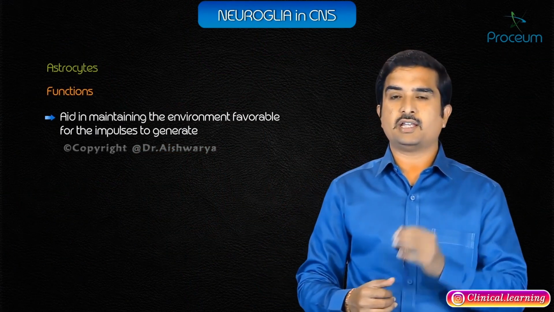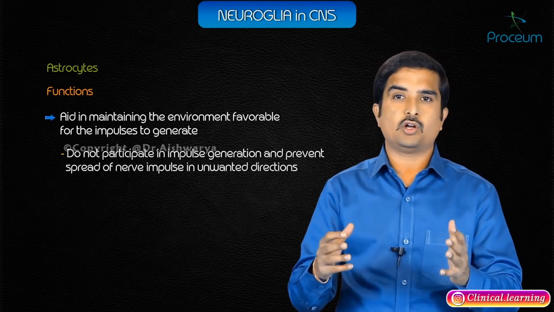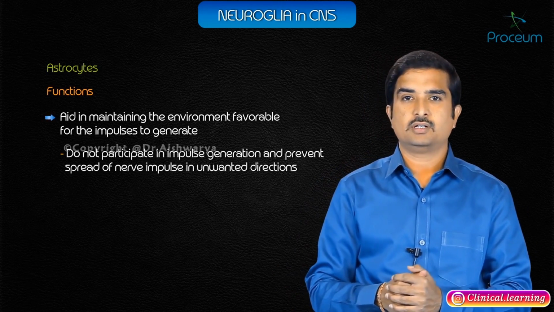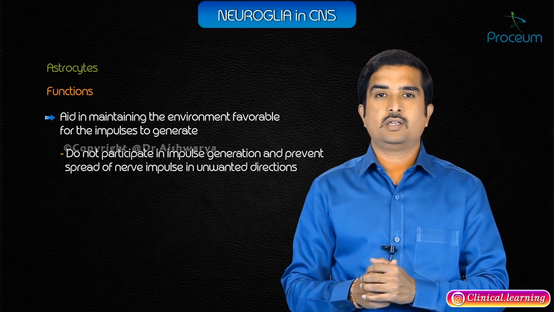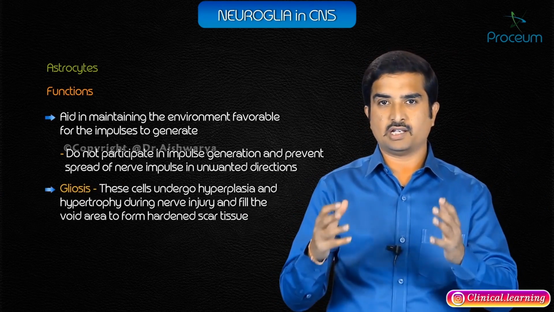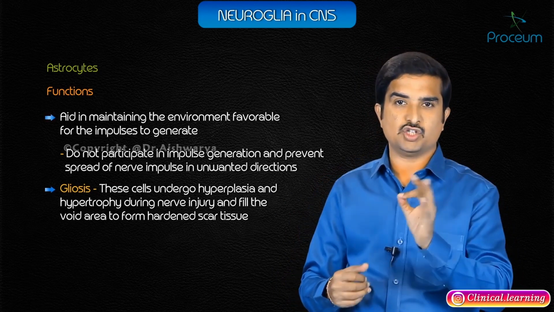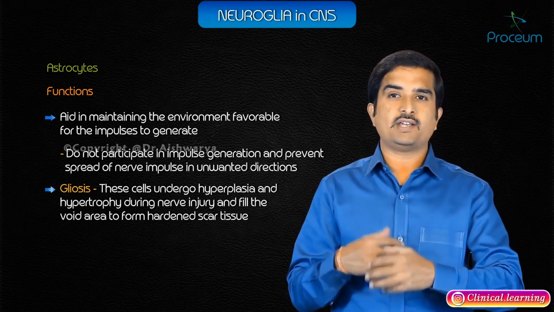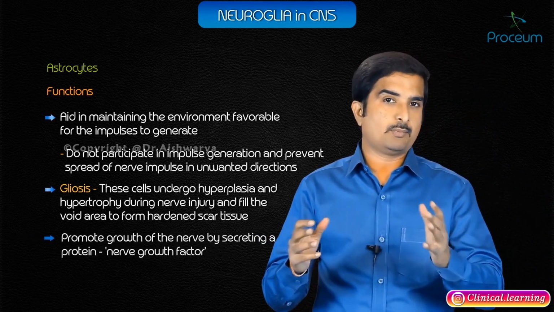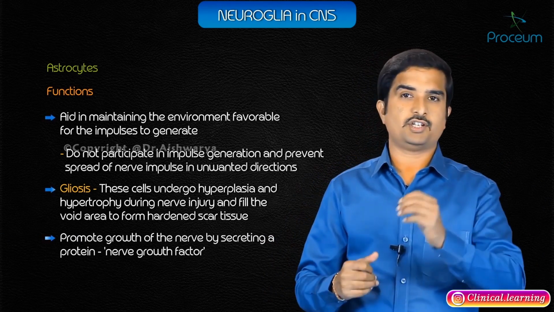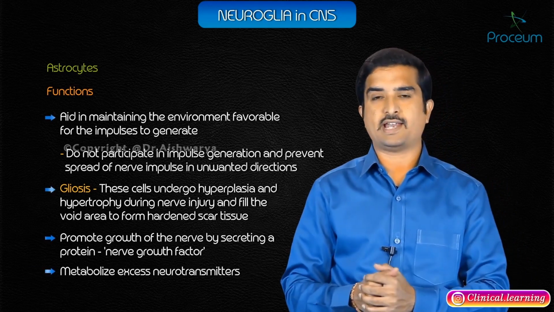They aid in maintaining the environment which is favorable for the impulses to generate, but they do not participate in the impulse generation, and they prevent the spread of nerve impulse in unwanted directions. They also undergo a process called gliosis, that is, they undergo hyperplasia and hypertrophy when the nerve is injured and fill up the void area to form the hardened scar tissue. They promote the growth of the nerve by secreting the protein nerve growth factor, and also metabolize excess neurotransmitters.